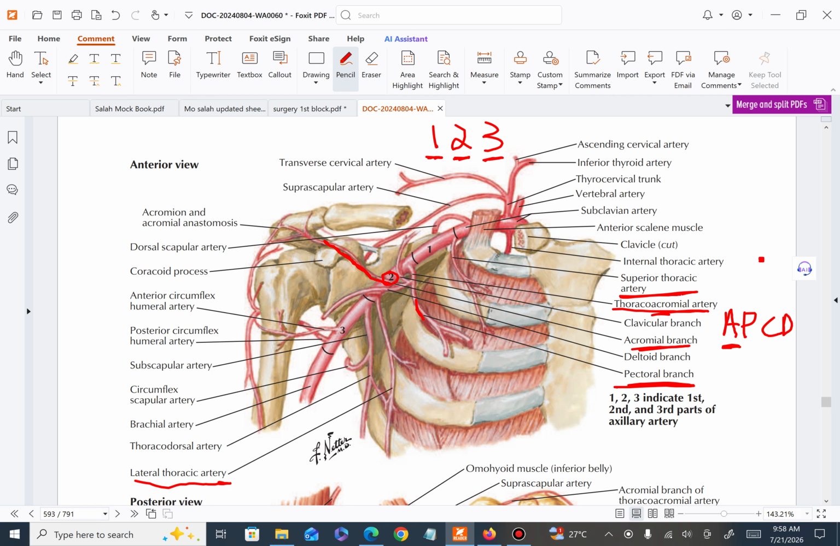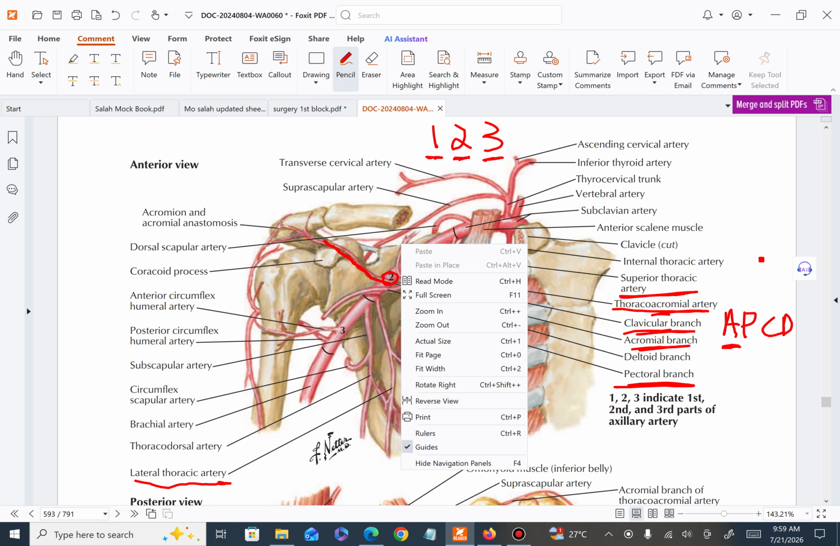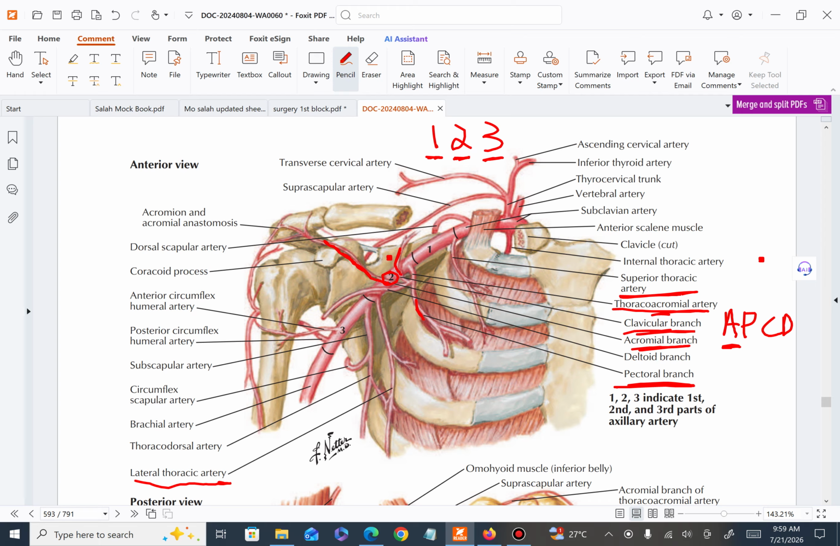Then C for clavicular branch. This one is clavicular branch, and the third branch is deltoid branch. So the four branches of the thoracoacromial artery are A, P, C, D: acromial, pectoral, clavicular, and deltoid branch. So this is about the thoracoacromial artery.